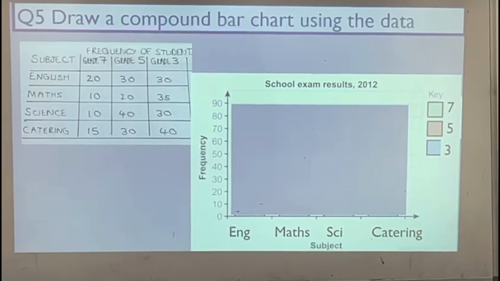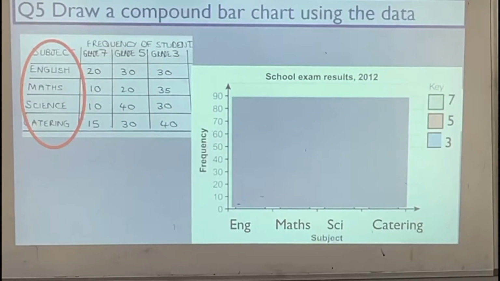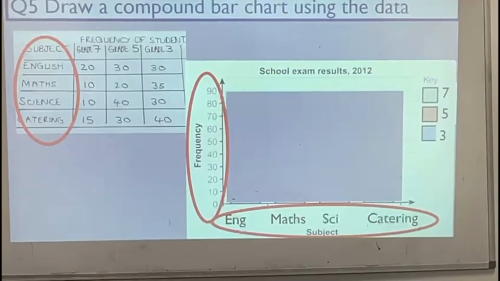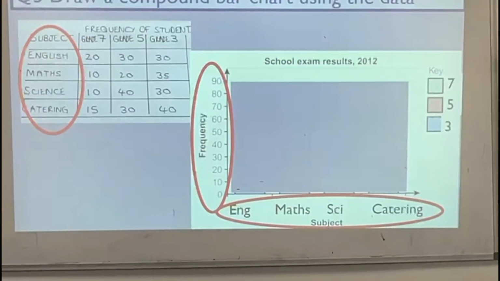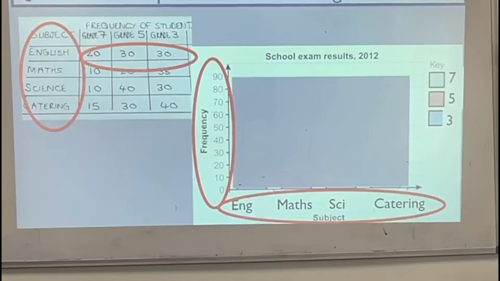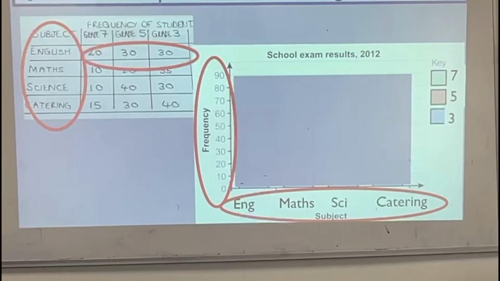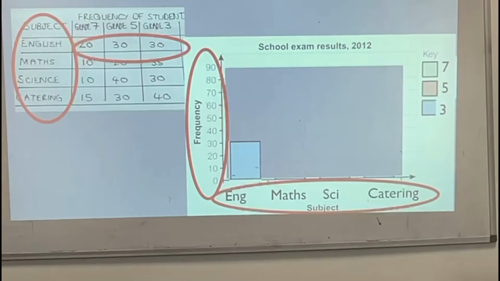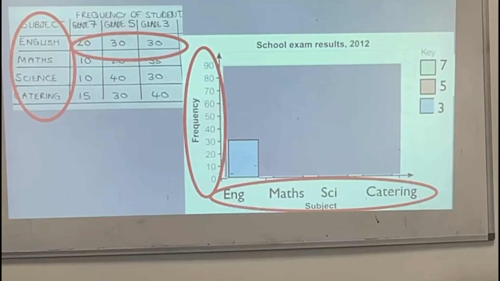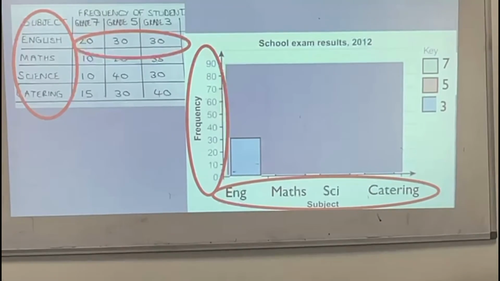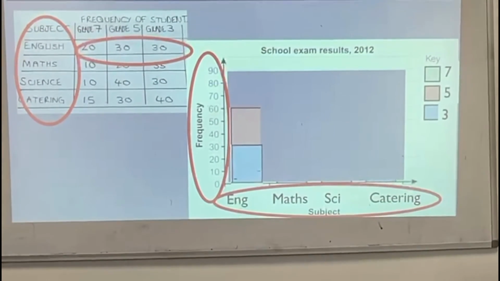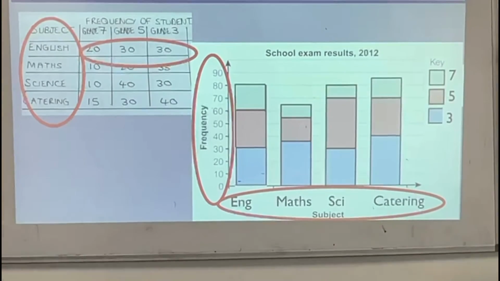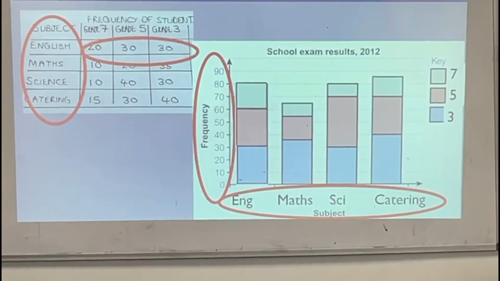So what you need to do is draw your axes. So you need to put your subjects on the x-axis, and then on the y-axis you need to decide how high the number needs to go. And the way you're going to do that is add the numbers up and see what the highest number is you need to go to. Then what you need to do, I would recommend that you plot all the 3s first, or you could plot the 3 of English, then you could do the 5, then you could do the 7, and do it for the rest, and that would finish your compound bar chart.